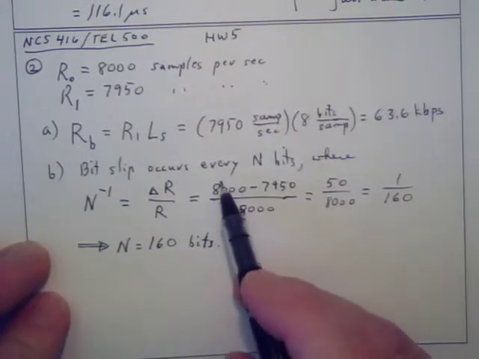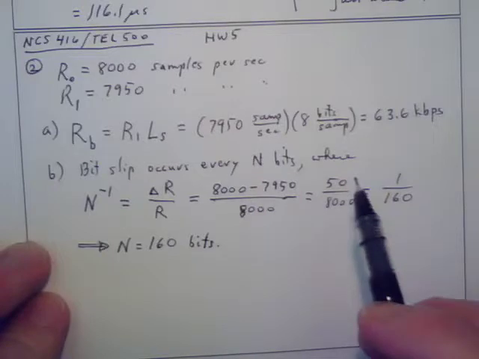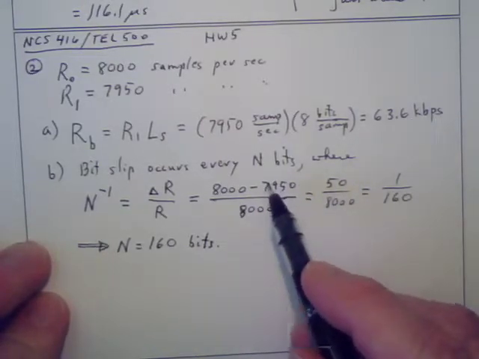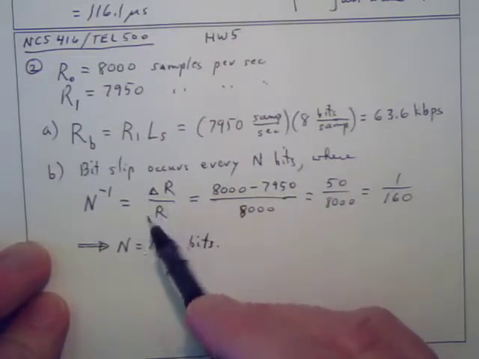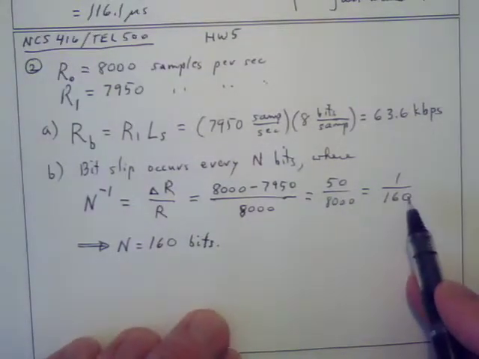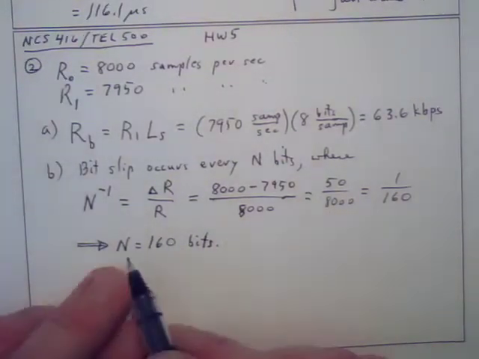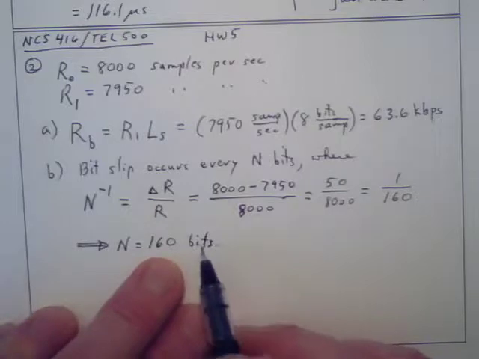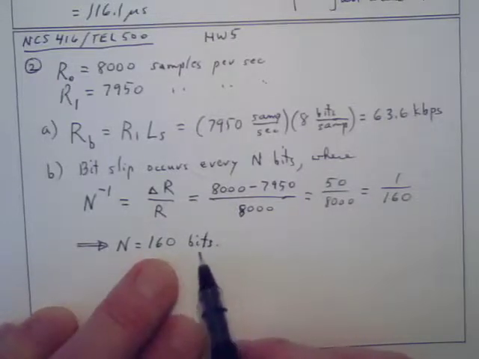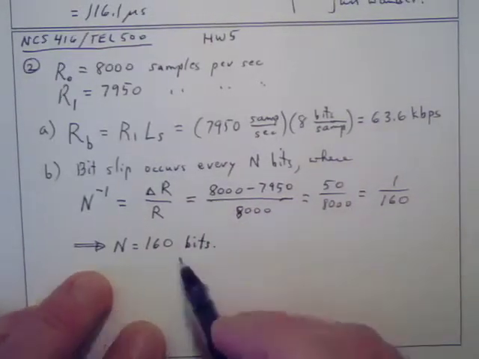I could have put 64 kilobits per second and 63.6 into this equation if I wanted. It yields the same thing, 1 part in 160. So I'm going to use n in the units of bits here.